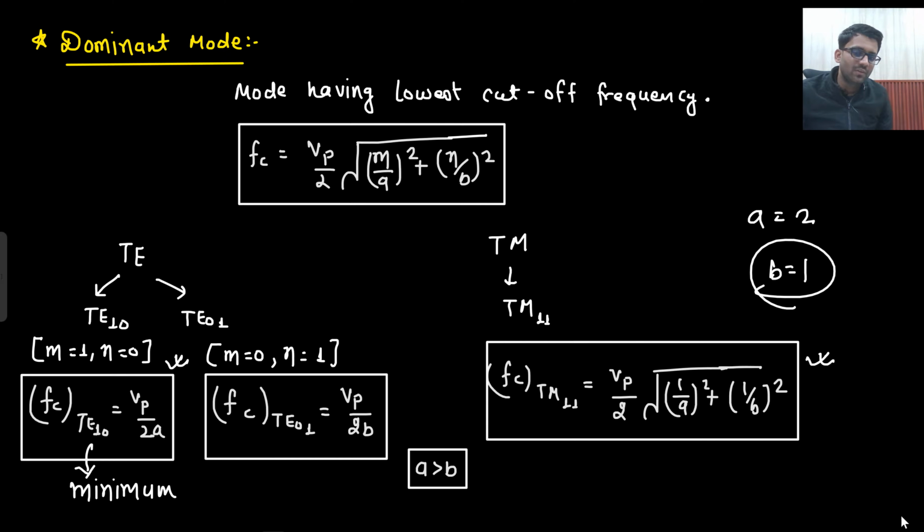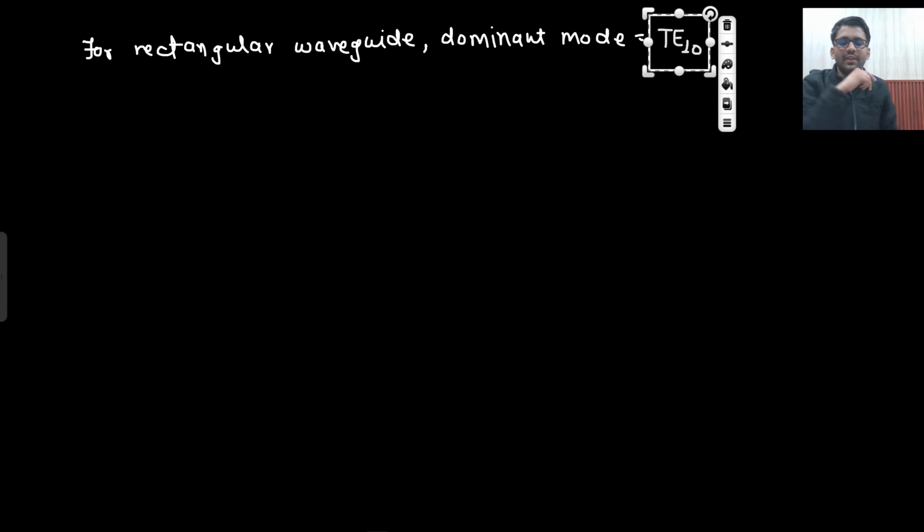So what is your dominant mode? So my dominant mode is TE10 mode. So for rectangular waveguide, this statement I am gonna write down. For rectangular waveguide, dominant mode is, what is your dominant mode? TE10. Okay, this is your dominant mode, which should be in your mind.